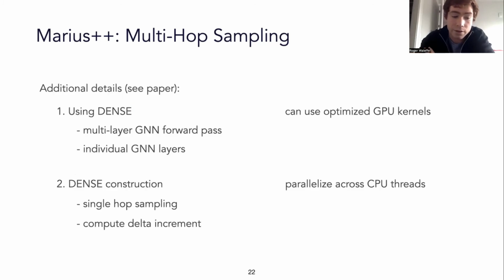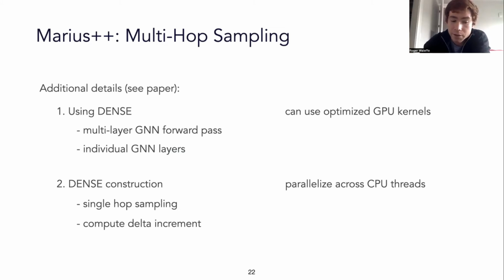Now, I'll also note that while we have presented this simple idea here, there are a lot of important implementation details which we've ignored. And the main thing I want to say is that we made sure DENS is amenable to optimized kernels for the GPU computation, and that our algorithms for constructing DENS, like those for single hop sampling and this delta increment computation, can be parallelized across CPU threads for high performance.